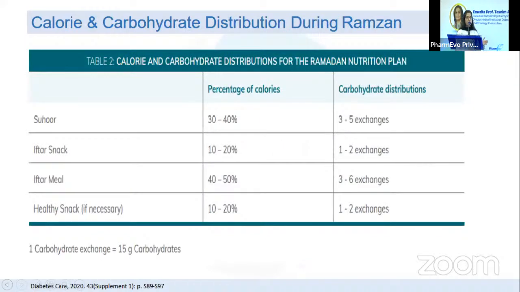Now, this is the table of calorie and carbohydrate distribution during Ramzan. And let me use a pointer. No, I think I will do without a pointer.